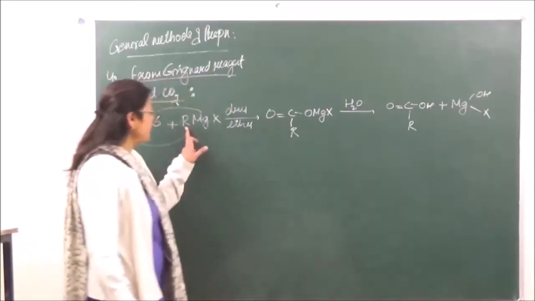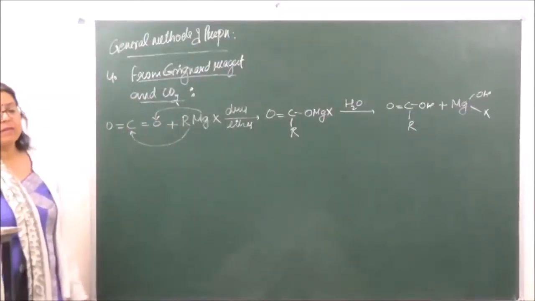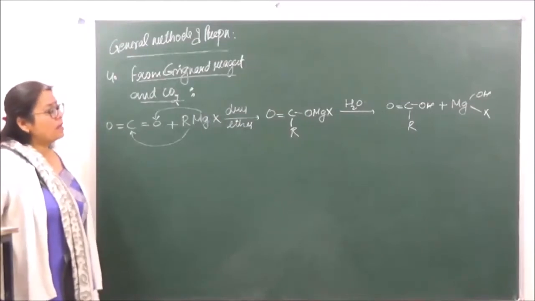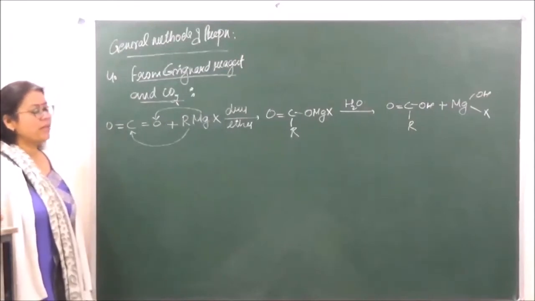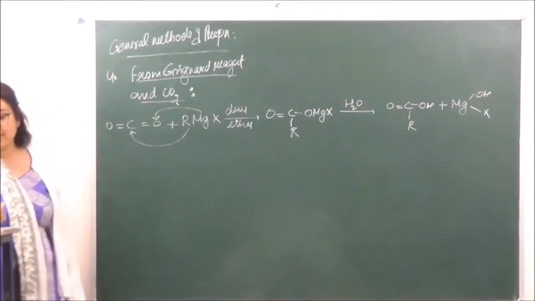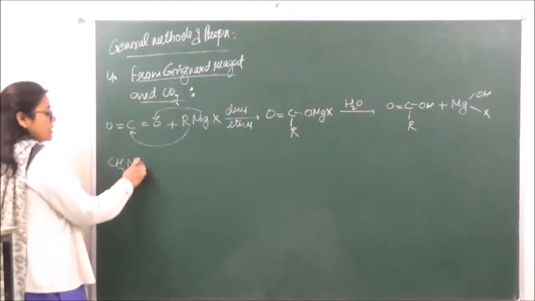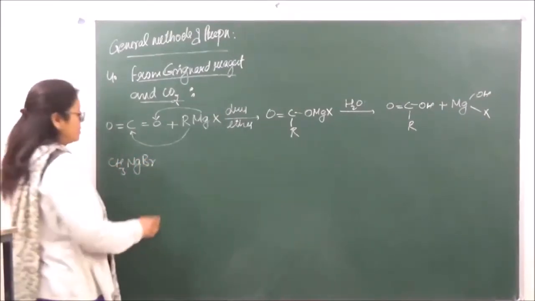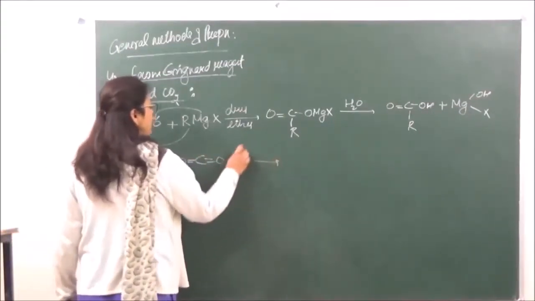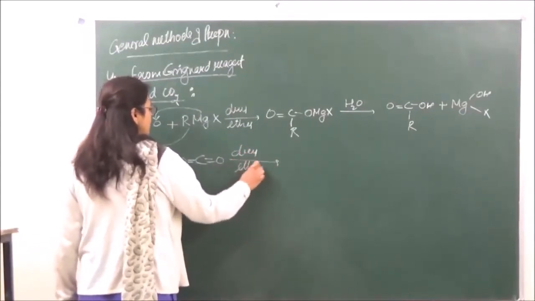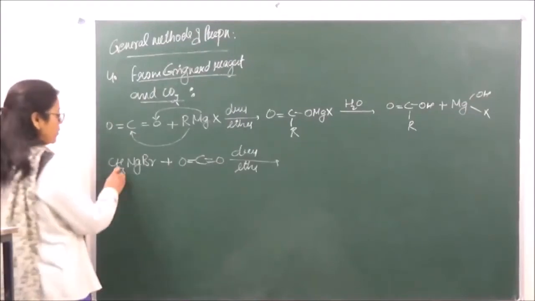The reason behind that is that carbon dioxide can only have one carbon atom. So the number of carbon atoms present in the carboxylic acid will depend upon the number of carbon atoms which are present in the Grignard reagent. So let's take an example over here. We are taking CH3MgBr plus carbon dioxide in presence of dry ether. So what are we going to get over here?